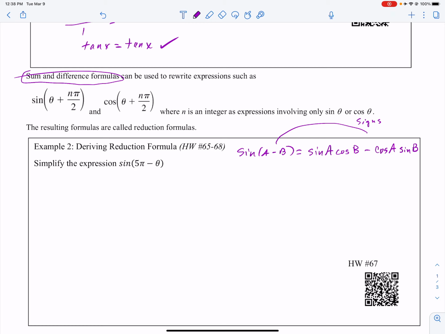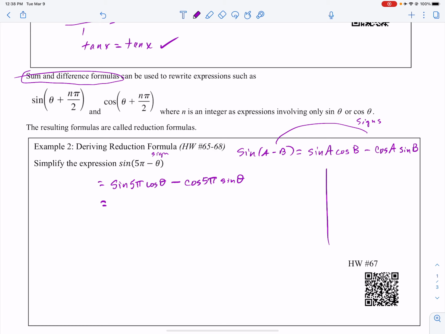So simplify this expression. You write the expression, and we're just going to use this difference formula. And so we have sine of that first angle, cosine of the second. We're just going to make it theta. And we use the same sign, so since it's subtraction, it's minus. Switch the trig up, so do cosine, but keep the angle, the 5 pi and the theta, in the same order. Now simplify what we can simplify.